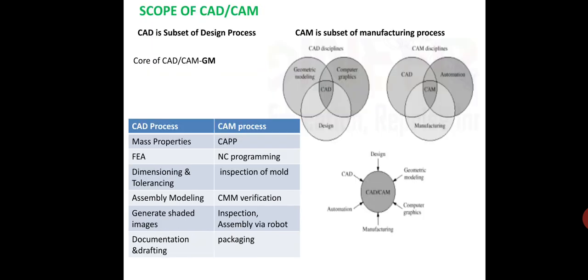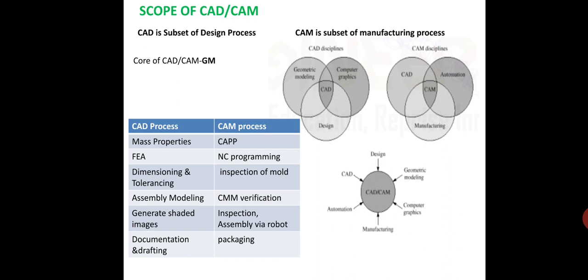Now let us see the scope of CAD CAM. You see in the diagram the basis upon which to define the scope of CAD CAM. The CAD process is a subset of the design process and the CAM process is a subset of the manufacturing process. Engineers involved in the design process are usually themselves the CAD designers who execute the CAD process. Similarly, manufacturing engineers execute the CAM process.